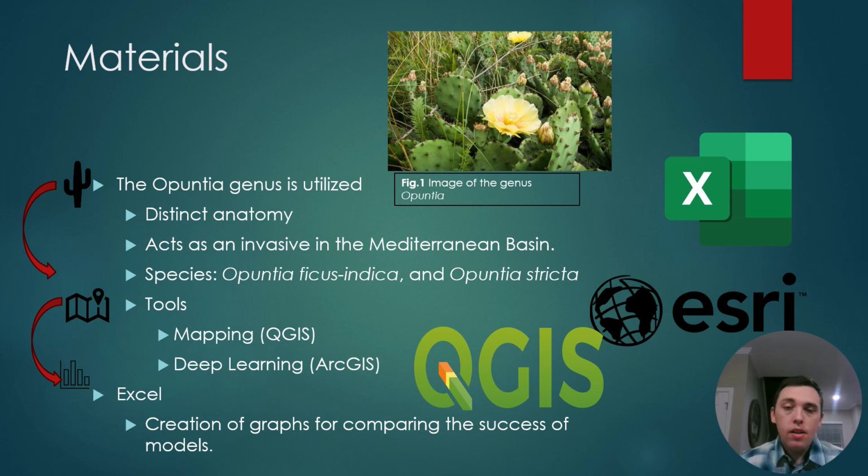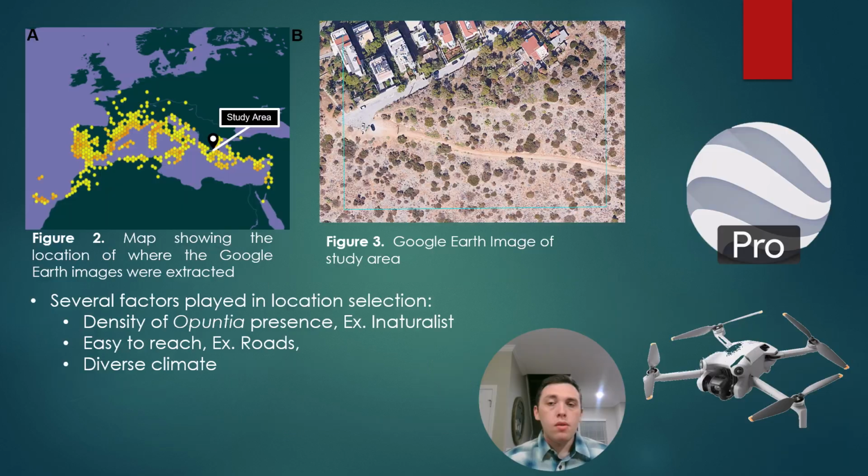Opuntia was also selected as 2 species of the genus are invasive to the Mediterranean basin, which go as Opuntia ficus indica and Opuntia stricta. The main tools which are used in this project are QGIS for mapping, along with ArcGIS for deep learning. Once the data was collected in those areas, Excel was utilized for creating graphs to display the temporal data that we acquired. The study area where the data was collected was in an area in Greece.